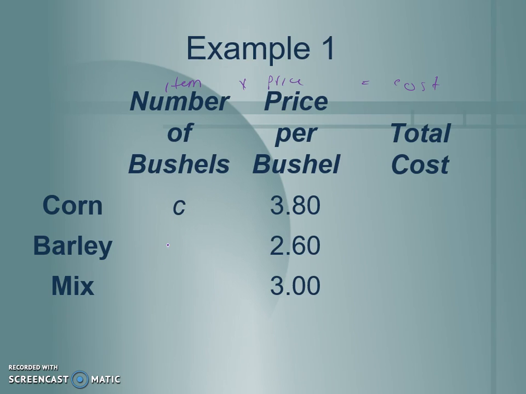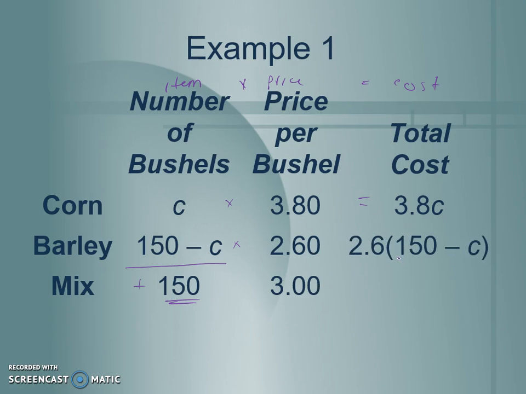for corn, 150 minus C for barley, and that gives us a total when we add these together, because C plus a negative C would be 0 and 150 would be 150. Our total mix is going to be 150. When we add this column up, it gives us 150. Then we're going to multiply straight across, because we said the number times the price equals our total cost. So 3.80 C, 150 minus C times 2.6.